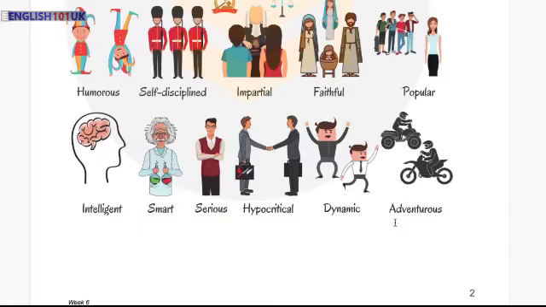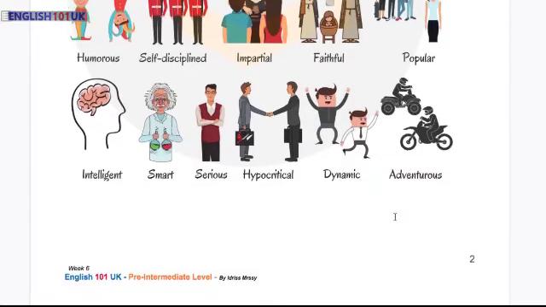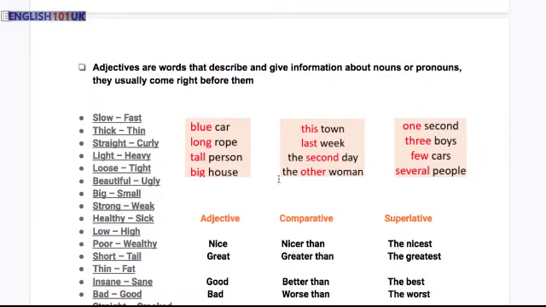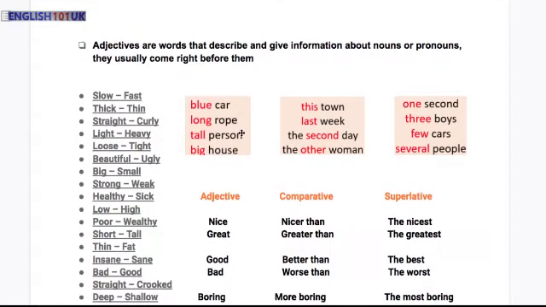Alright, so those are some of the adjectives. Let's say, what are adjectives? Well, adjectives are words that describe and give information about nouns or pronouns. They usually come right before nouns and pronouns, like it's shown here, we have them in red color.